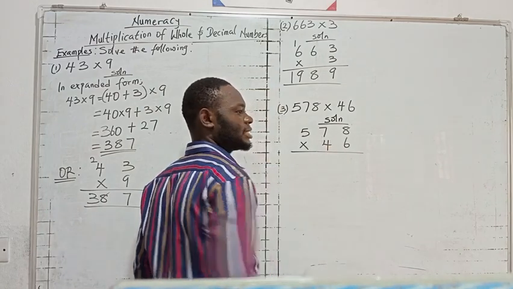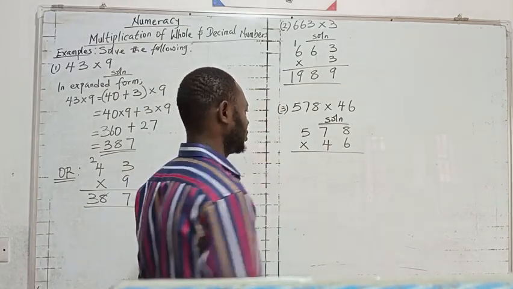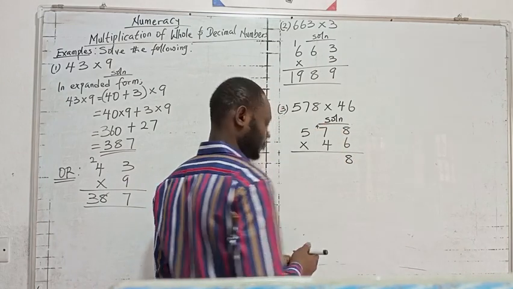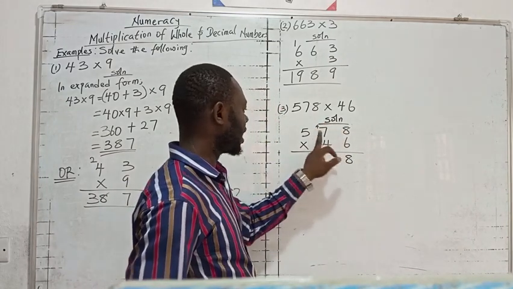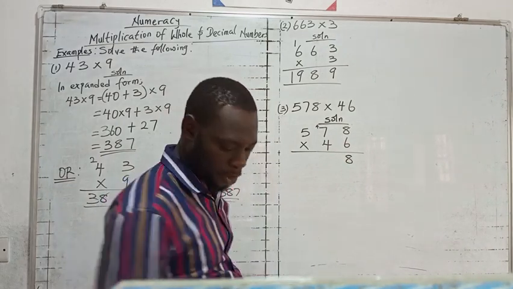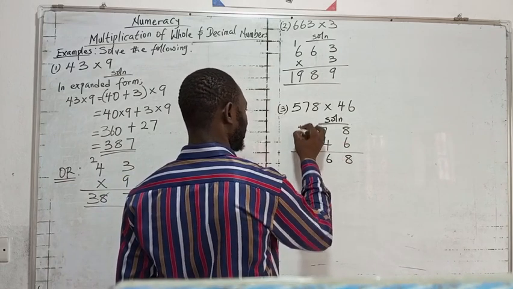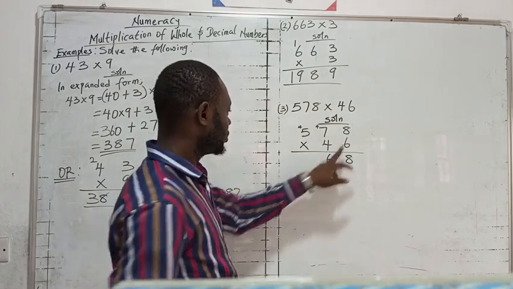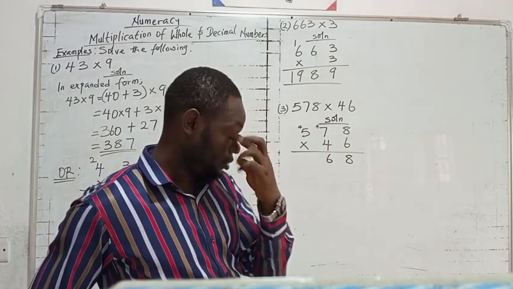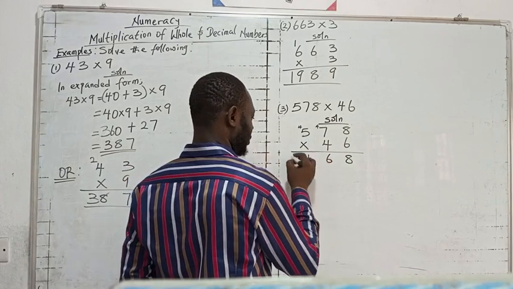6 times 8. 6 times 8 is what? 48. So we write 8 and carry 4. 6 times 7, 42, plus 4, 46. We write 6 and carry 4. Again, 6 times 5 is what? 30. 30 plus 4, 34. We write them now.